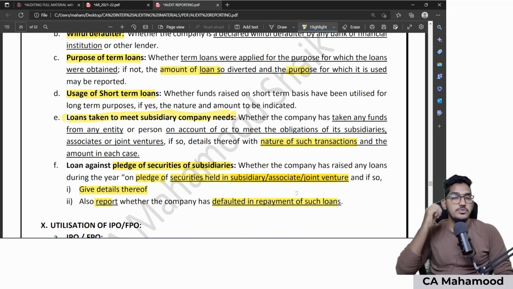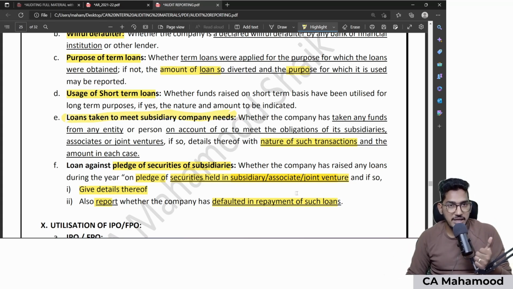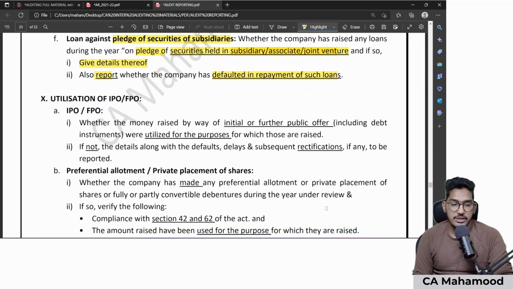That's all. So 6 points regarding loans which are taken by your client company. What are they? Number 1, whether your client has made any default in the repayment. If yes, amount and period lender wise. Number 2, client is declared as willful defaulter. Number 3, whether term loans are used for the set purposes. Number 4, short-term loans are used for long-term purposes. Number 5, loans are taken for meeting the obligations of subsidiary, associate, joint venture. Number 6, whether loans are taken by pledging the securities of subsidiary, associate, joint ventures. That's all. Clear? Now, coming to the 10th point.